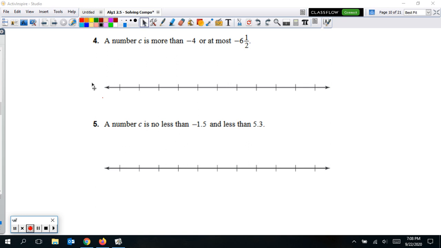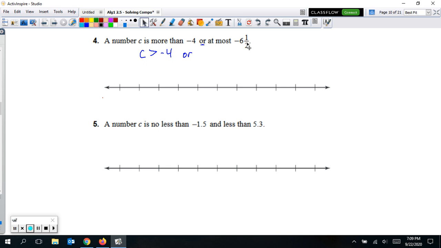Okay, so hopefully you have answers for both 4 and 5 that you are now checking. So here we're going to use C. C is more than negative 4. So that's a greater than. More than is the same as greater than. The word or is there, so we're going to put the word or in our statement. And C is also going to be at most a negative 6.5. Now this one might have challenged you a little bit, but the most it can be is this number.